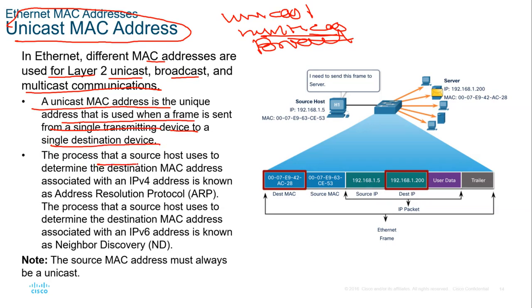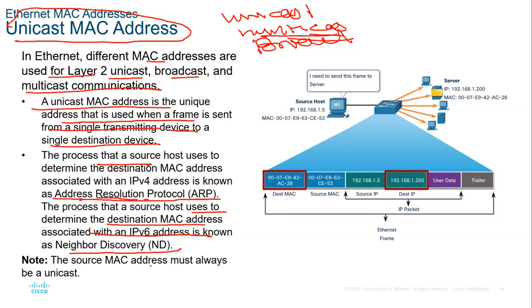The process that a source host uses to determine the destination MAC address associated with an IPv4 address is what we call Address Resolution Protocol. We're going to cover this in chapter 9, I think. For IPv6, the process is called neighbor discovery.